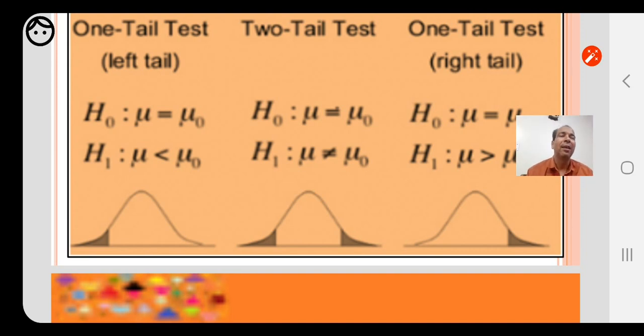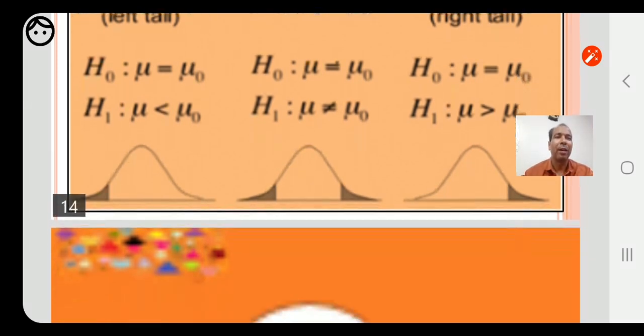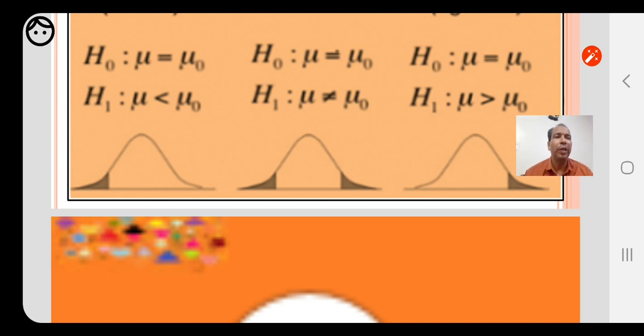Whereas at the extreme right we can see the right tail test, that too is a one tail test, which shows the null hypothesis mu equal to mu naught, whereas the alternative hypothesis is mu is greater than mu naught. Here we can see the darker side, the test side, is the right side. That's why this is known as the right tail test.